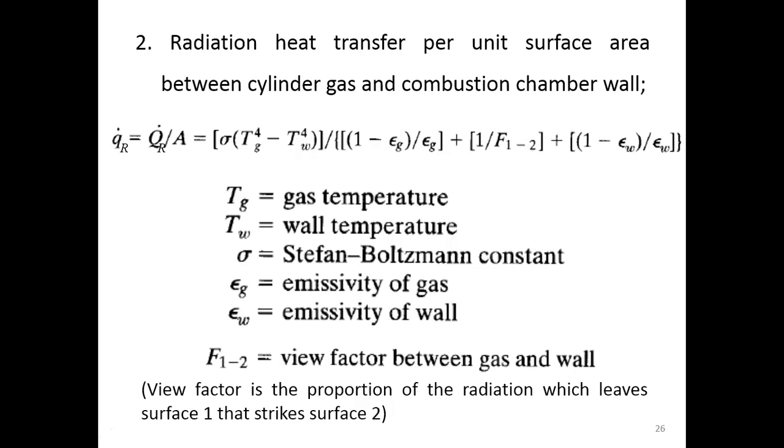The view factor is what? It is the proportion of the radiation which leaves surface 1 that strikes surface 2, due to the radiation. So it leaves surface 1, which is the gas, and strikes surface 2, which is the wall. And we also have F21, from the wall striking back to the gas surface. So this is called the view factors. The radiation heat can be calculated from here.